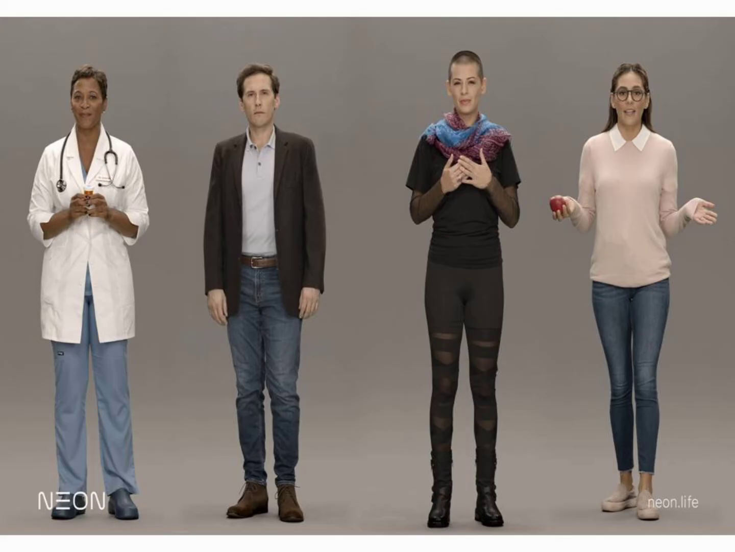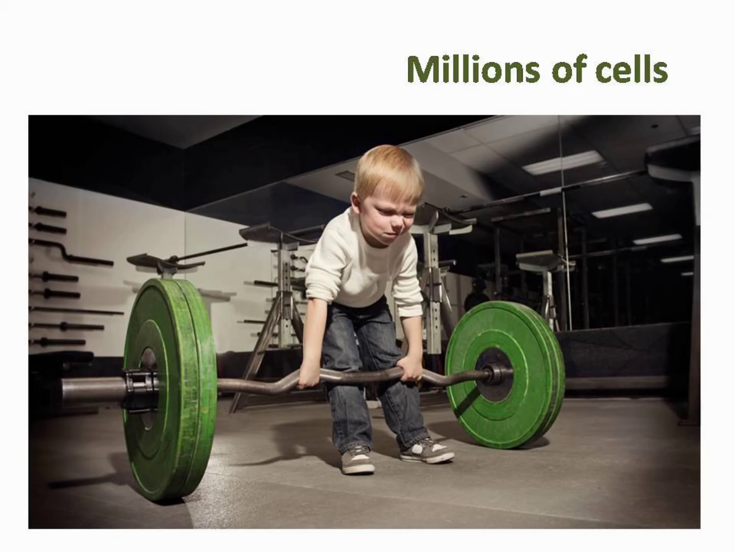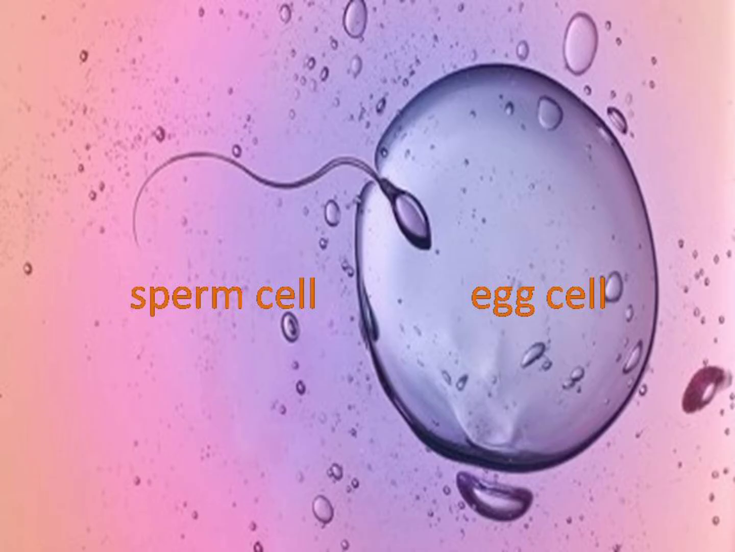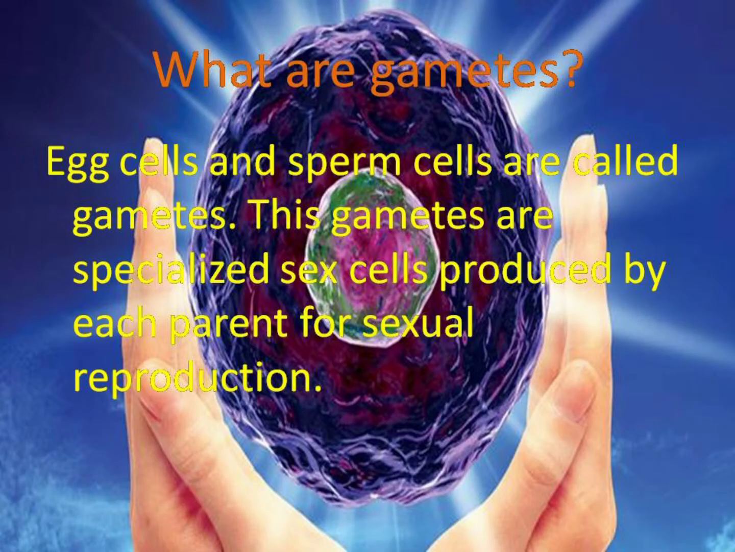Humans are very complex. Our body is made up of millions of cells. But our life began with a single cell. And the single cell was made when two very special cells called egg cell and sperm cell joined together. What are gametes? Egg cells and sperm cells are called gametes. These gametes are specialized sex cells produced by each parent for sexual reproduction.